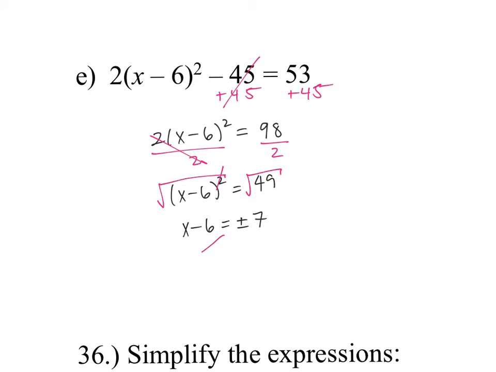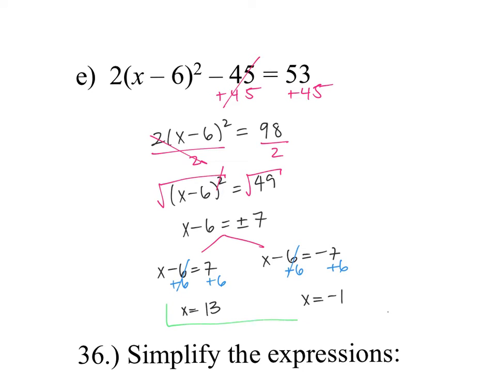So I can split this up into two equations. It looks like I have x minus 6 equals positive 7, and x minus 6 equals -7. So I'm just going to add the 6 over to both sides. So my x is going to be equal to positive 13, and x is equal, on this side, -7 plus 6, which is -1. And those look like my two solutions.